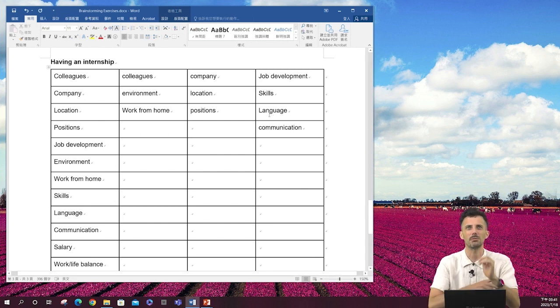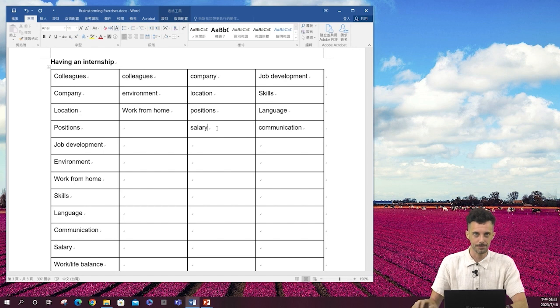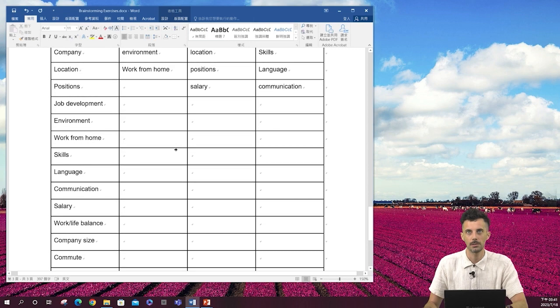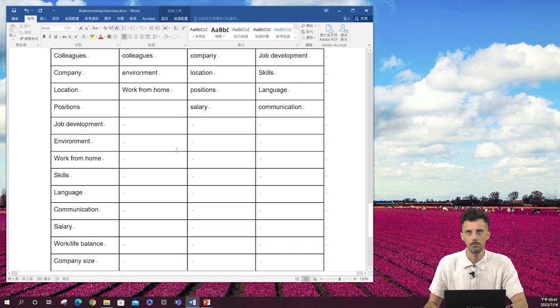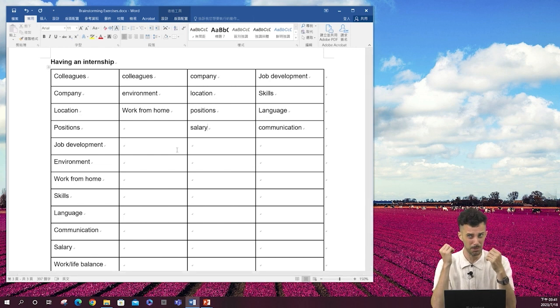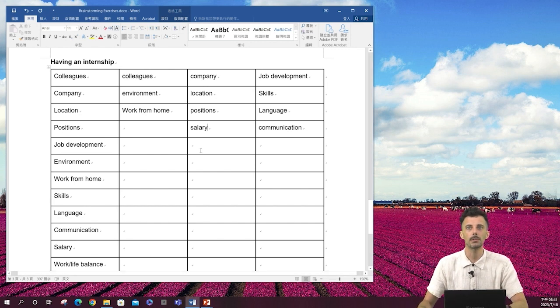What about salary? Would I put that with colleagues or company or job development? Company, yeah, we'll go with salaries here. Work-life balance. Would that go with colleagues, company, or job development? I mean, if you feel like it doesn't go with any specific one, just pick the one that first comes to your mind. Okay, company, work-life balance. Okay.